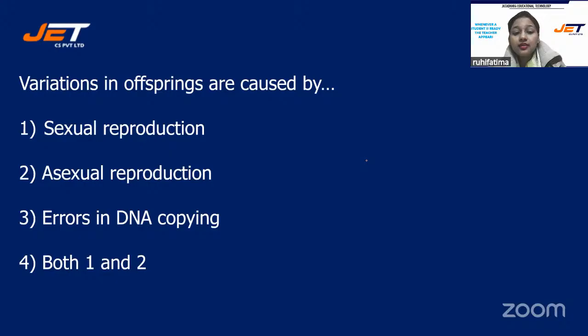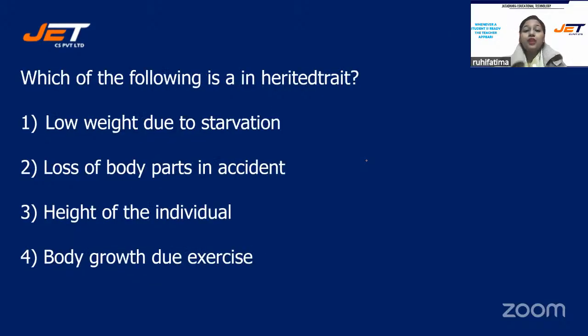Okay, as I can see, there is a dilemma between option number one and option number four. Students, the correct answer will be option number four. Those who have selected option number four, you are right. Next question. Which of the following is an inherited trait? There will be a space between inherited and trait. There is a typing mistake, students. Don't focus here. I have already told you the correct one.